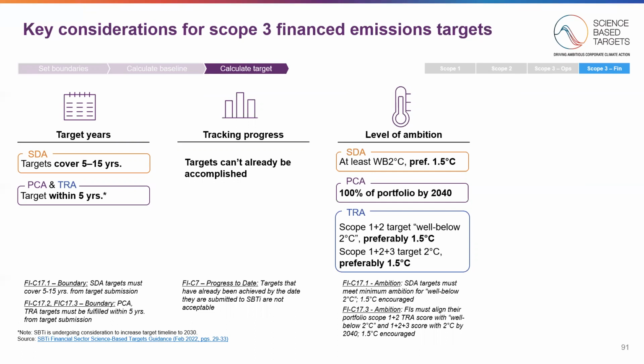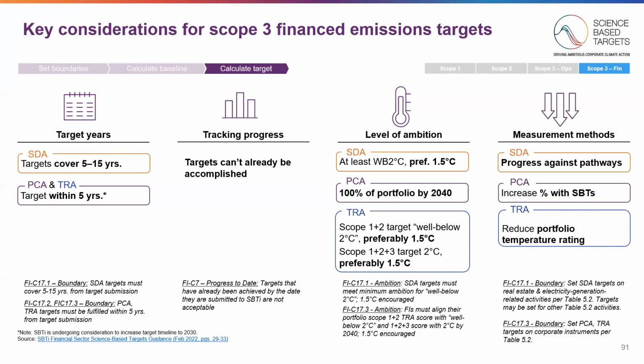For the temperature rating approach, a portfolio level temperature rating, and therefore target, is generated for both Scope 1 and 2, and Scope 1, 2, and 3 emissions. The Scope 1 and 2 emission must target at least a well below 2 scenario, and the Scope 1, 2, and 3 scenario must target at least a 2 degree scenario. However, SBTi recommends and encourages financial institutions to set their ambition to be at a 1.5 degree scenario for both of these scopes.